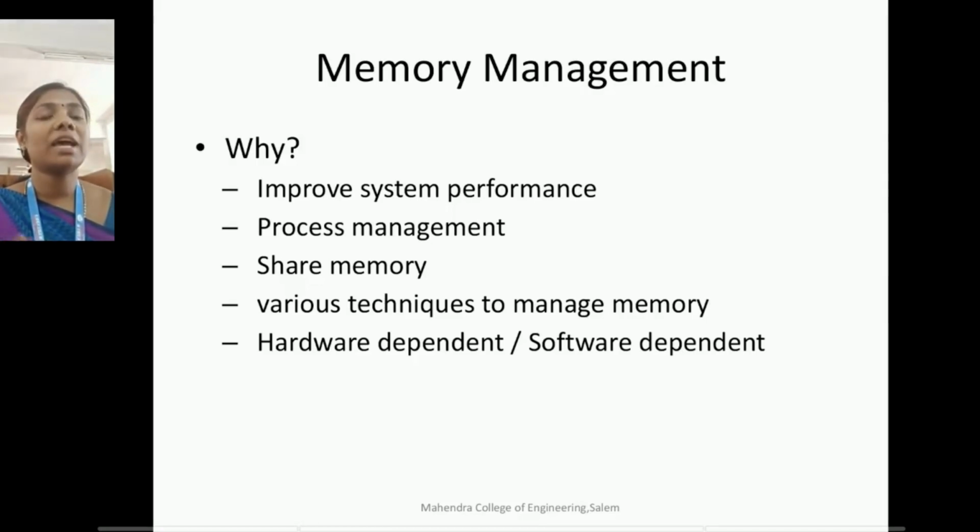The operating system helps to coordinate and access all the units together and create the desired output for the user. That is what is called an operating system. One of its main functionalities is to manage memory. Memory management helps improve system performance. You can manage memory in such a way that you improve system performance, and through memory management we can manage processes as well.